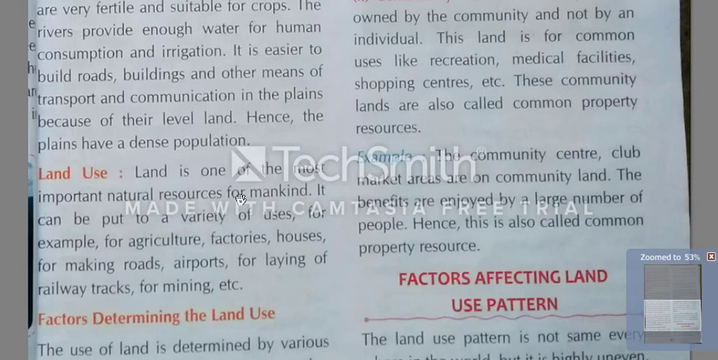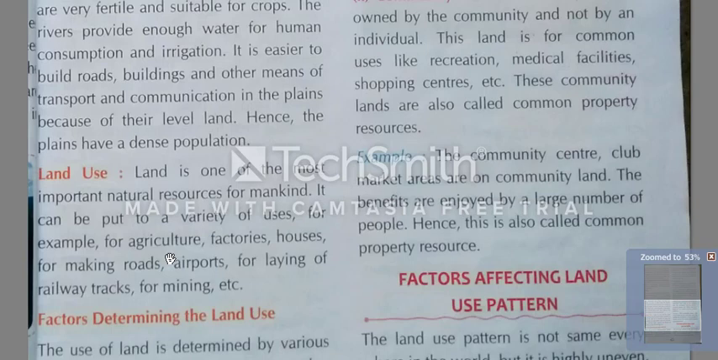It helps us in many ways, and it is a very important natural resource for mankind also. It can be put to a variety of uses. For example, for agriculture, factories, houses, for making roads, airports, for laying of railway tracks, for mining, etc. Land use is very useful. Some examples are here.